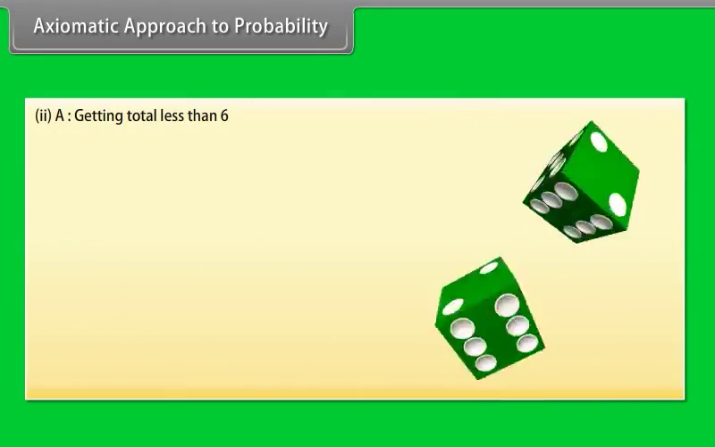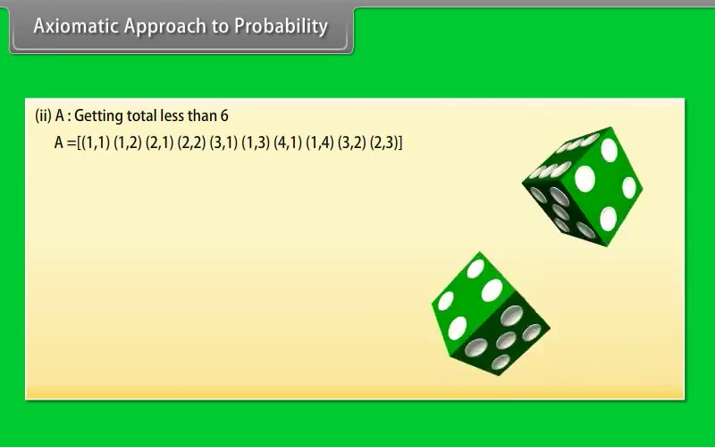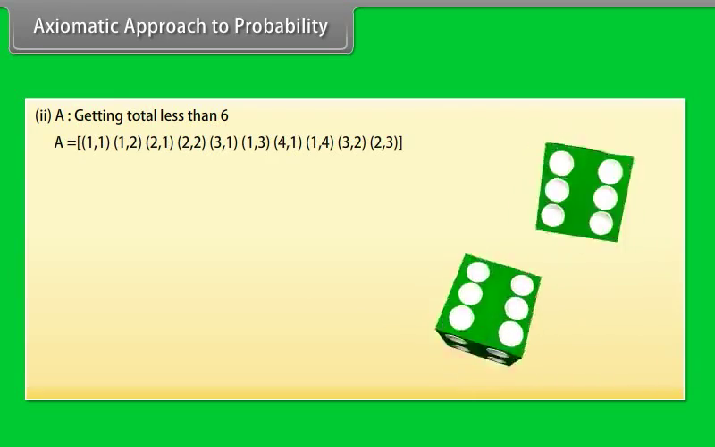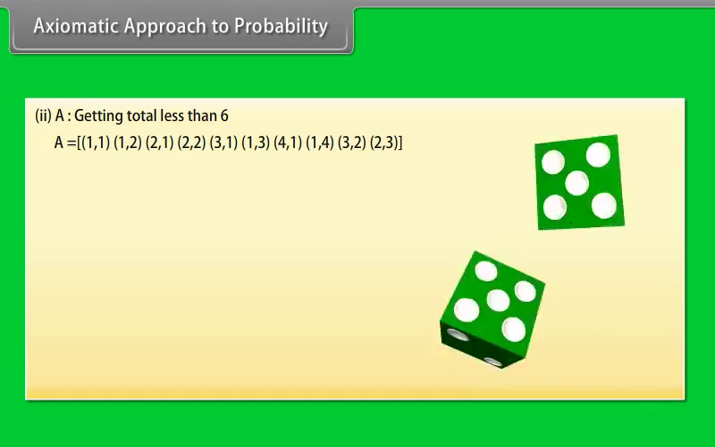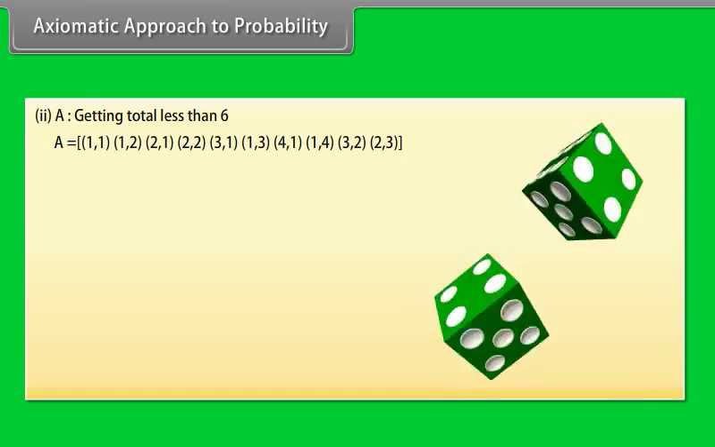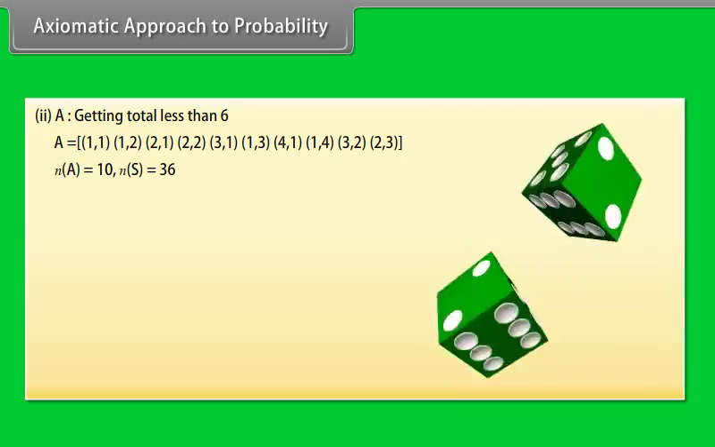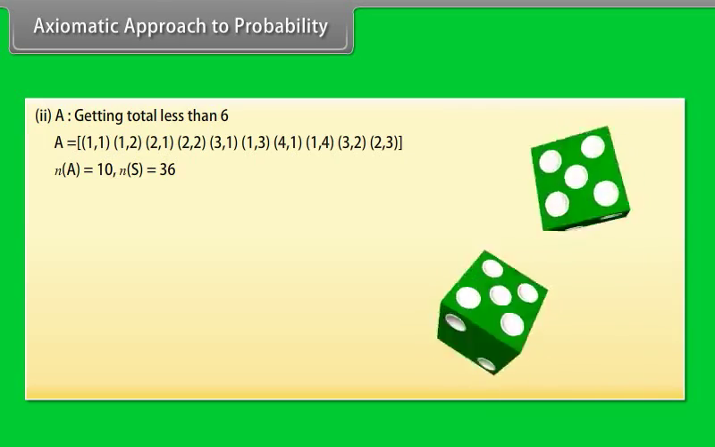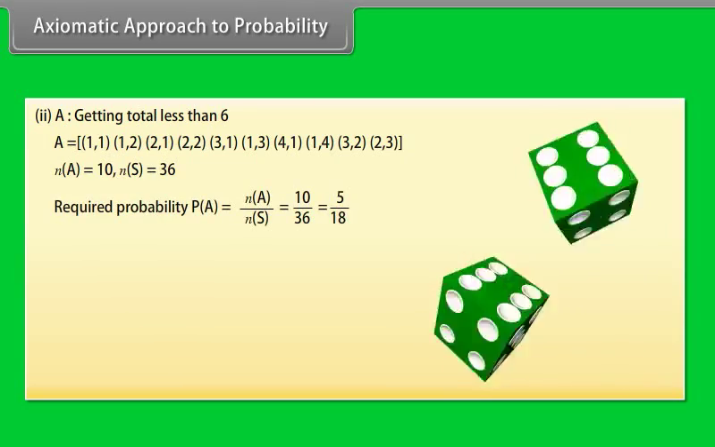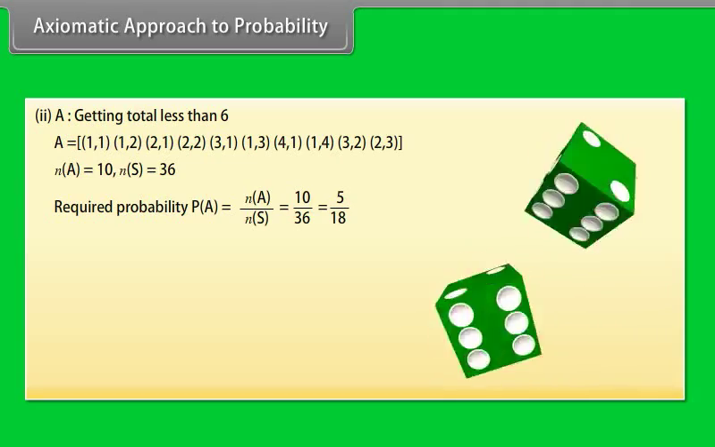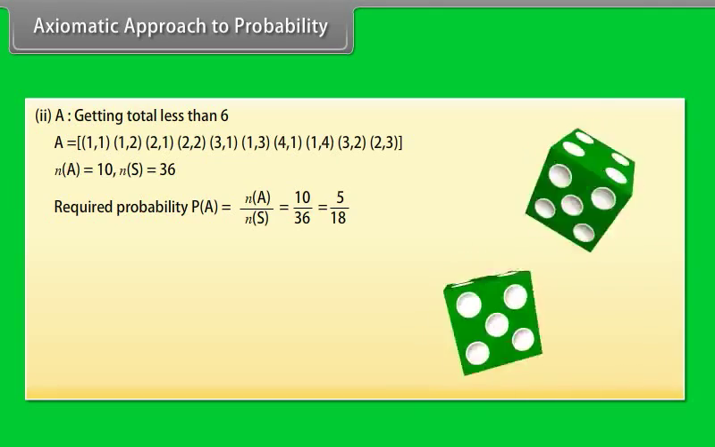2. A: getting total less than 6. A is equal to (1,1), (1,2), (2,1), (1,3), (3,1), (1,4), (4,1), (2,3), (3,2), (2,2). NA is equal to 10. NS is equal to 36. Required probability PA is equal to NA by NS is equal to 10 by 36 is equal to 5 by 18.